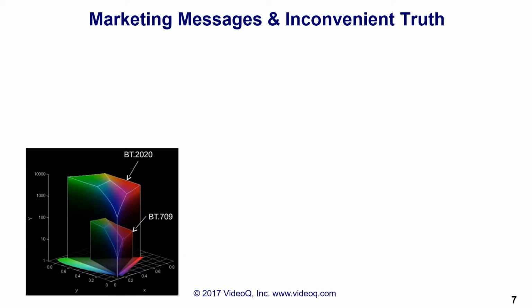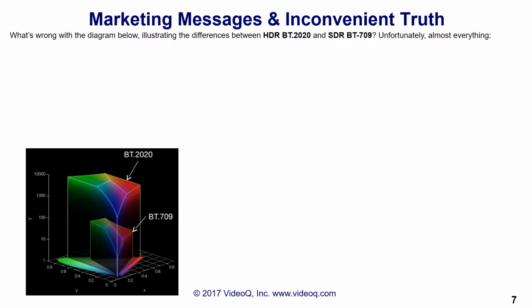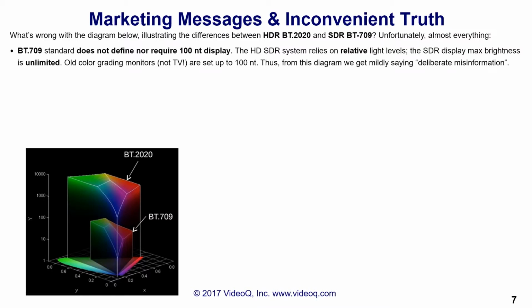What is wrong with this diagram illustrating the differences between HDR and SDR? Unfortunately, almost everything. The BT.709 SDR standard does not define nor require a 100 nits display. SDR display brightness is unlimited. The sky's the limit.